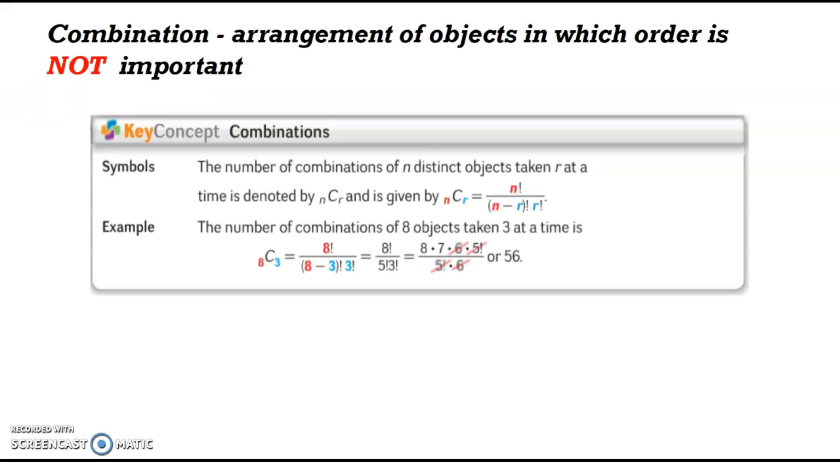Combination. A combination is an arrangement of objects in which order is not important. As you learned in the previous video with permutations, it's an arrangement of objects, but the order is important. So this time, the order is not important.